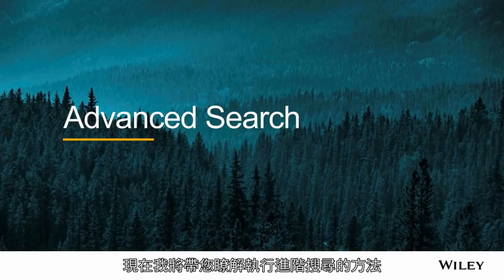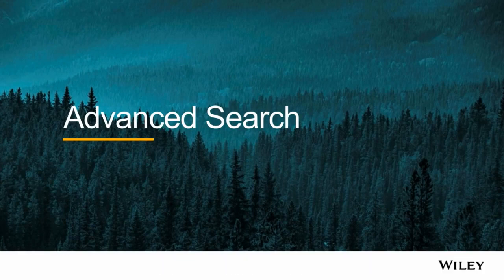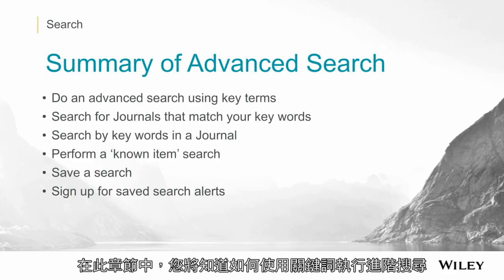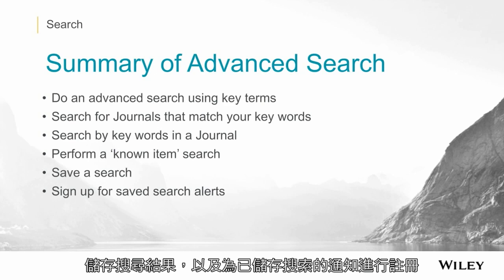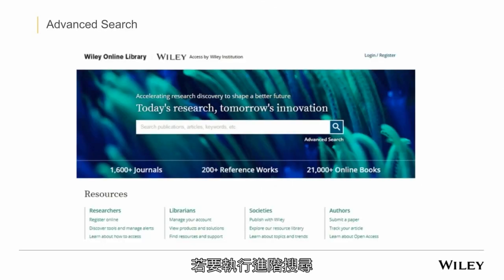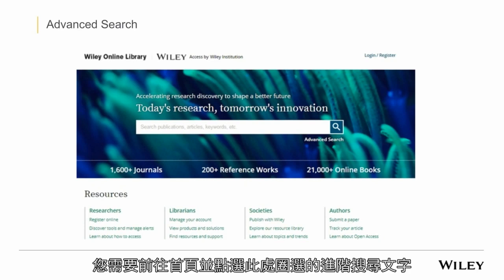I'm now going to talk you through how to do an advanced search. In this section you will learn how to do an advanced search using key terms, search for journals that match your keywords, search by keywords in a journal, perform a known item search, save a search, and sign up for saved search alerts. To do an advanced search, you need to go to the home page and click the Advanced Search text, which is circled here.